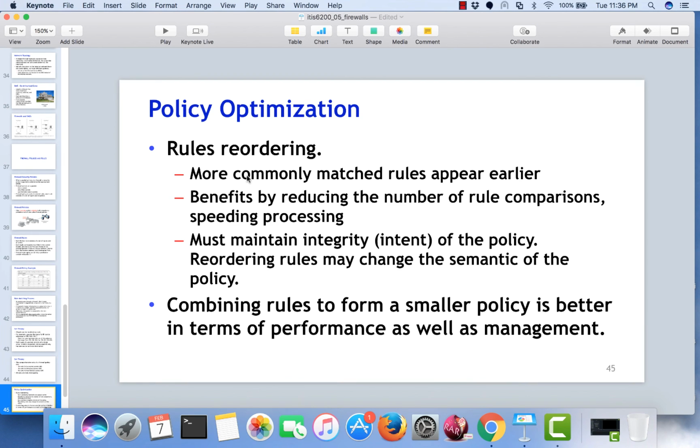Benefits are reducing the number of rule comparisons. It speeds up the process. If the communication doesn't have to go through every single rule, it'll make it faster for that communication to actually happen.